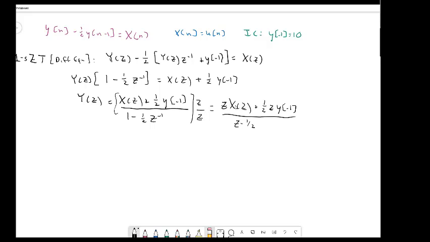We need to know what X(z) is. We know what y[-1] is. So we're going to substitute in the z transform of the input and the actual value of the initial condition. For the z transform of the input, we look up X(z) in the table, and the unit step has a z transform of z over z minus 1.